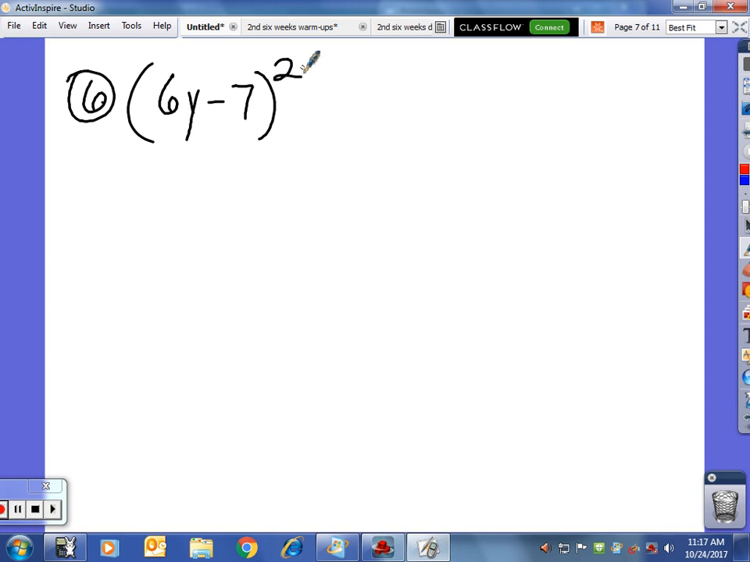Alright, 6y minus 7, the whole thing getting squared. Let me tell you guys, we have not done something like this before. We have done problems like this, 6y to the 7th squared, where there was no plus or minus in between. We have never done a plus or a minus in between two terms, getting squared.